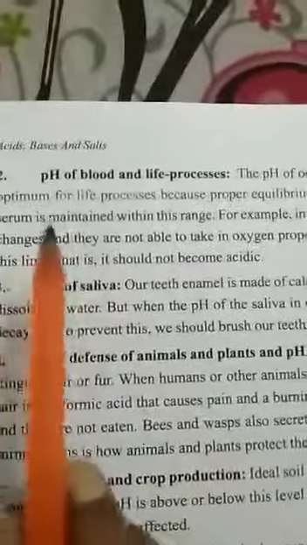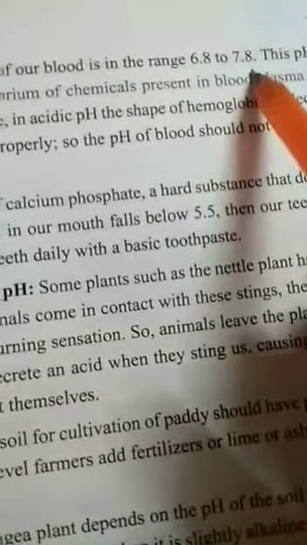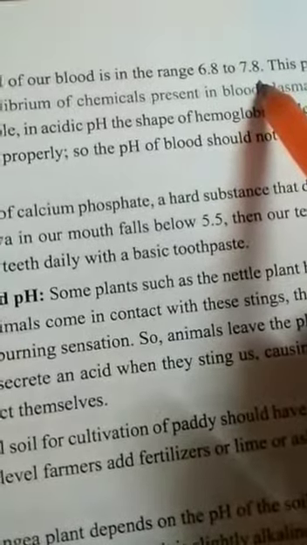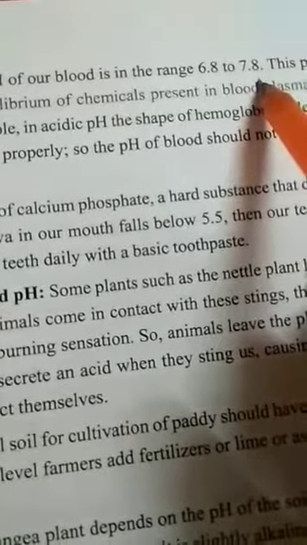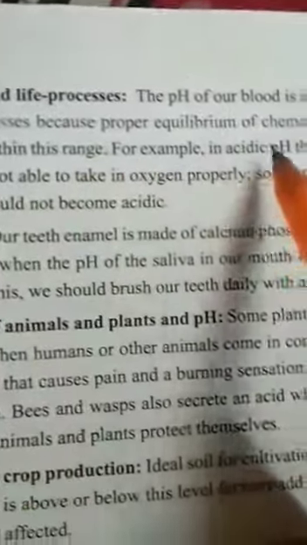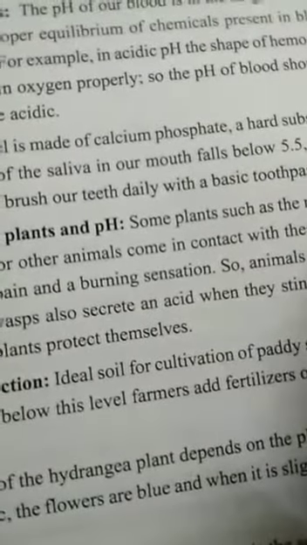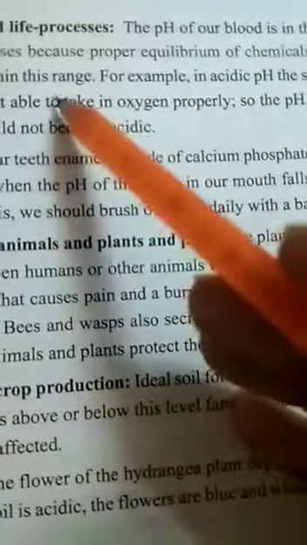And second is the pH of the blood in the life process. What is the range of the pH value of blood? It is 6.8 to 7.8. This pH is optimum for life processes because a proper equilibrium of the many chemicals present in the blood plasma is maintained. Serum is maintained within this range.